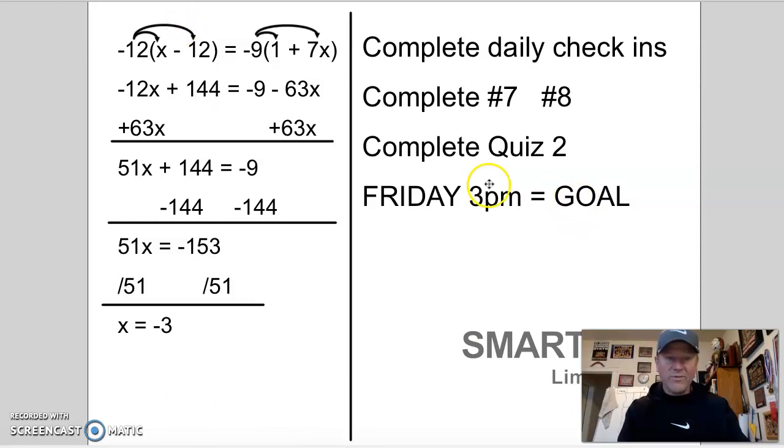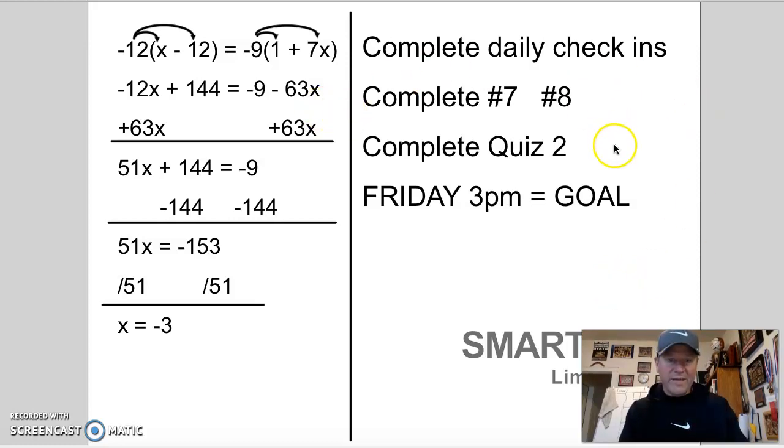On the right side of your screen here, you could see what you should be completing this week. Again, daily check-ins. You can do those any day. I'll check them daily. I check them 3 or 4 times a day. So remember, you can do that at any time during the week. If you don't have access to a computer on Monday and Tuesday, you can still do them on Wednesday. It's not a big deal.